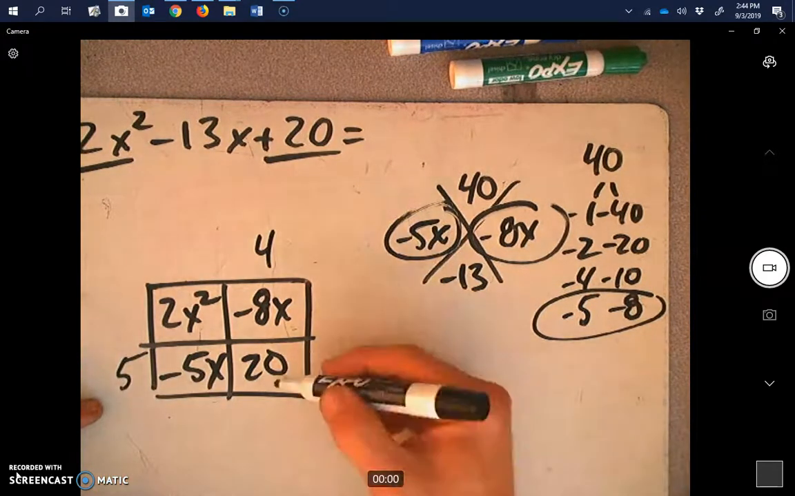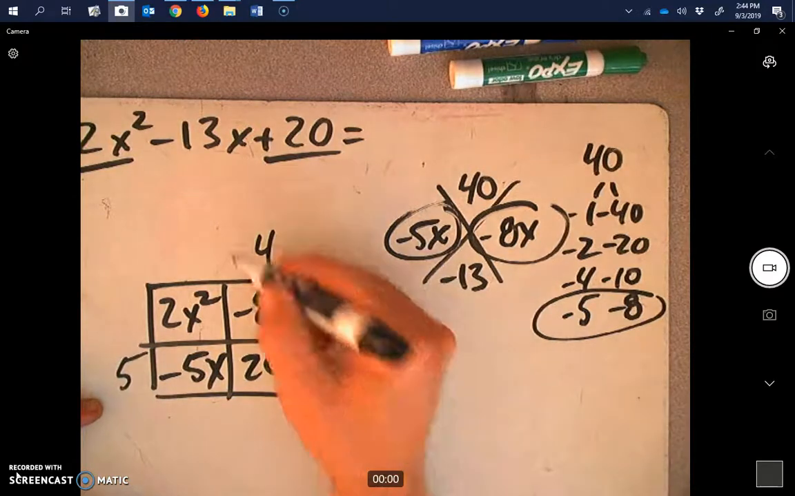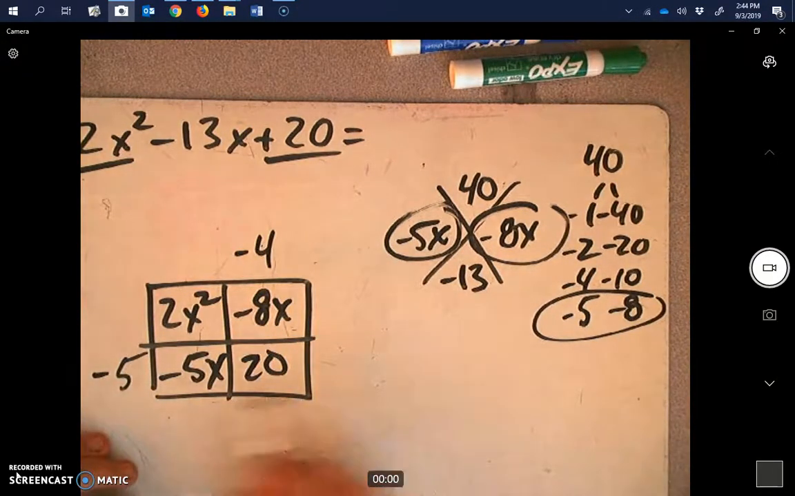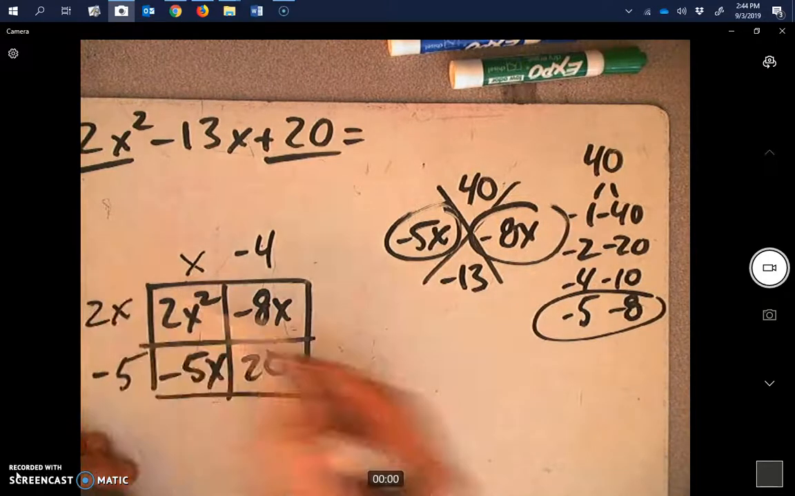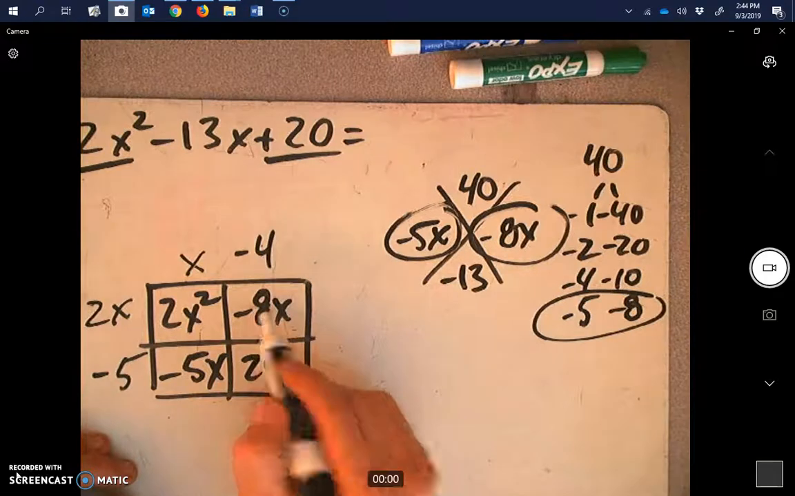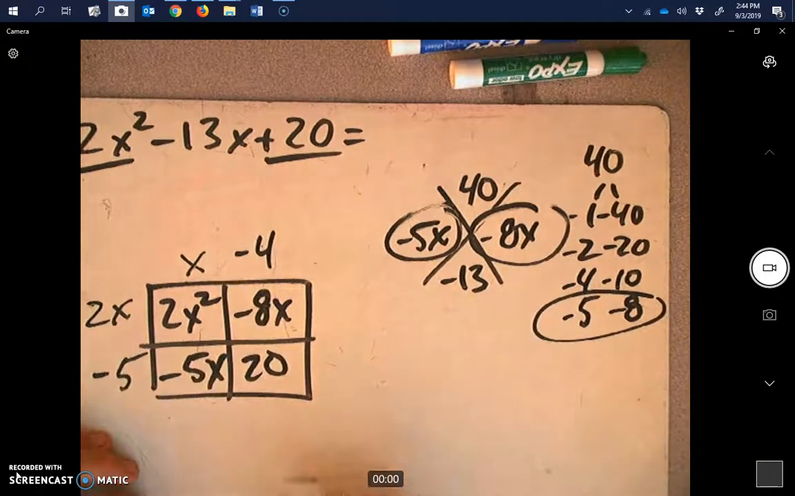Now, you're going to notice that because these are negative, we could probably pull out a negative on both of these, and this still equals 20. And so negative 5 times x, x times 2x, 2x times negative 4 is negative 8x, and it all checks out. So we have x minus 4 and 2x minus 5.